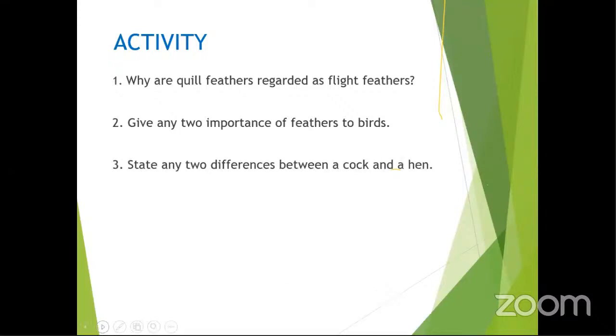We also have, state two differences between a cock and a hen. For this question, since the question starts with a cock, you don't start your answer with a hen. Be keen. If the question is starting with a cock, start with that very one. A cock has this, while a hen has that, like that. Not changing and starting with the other one.